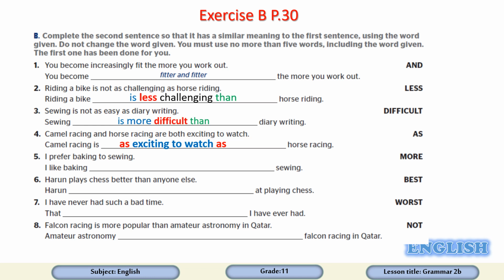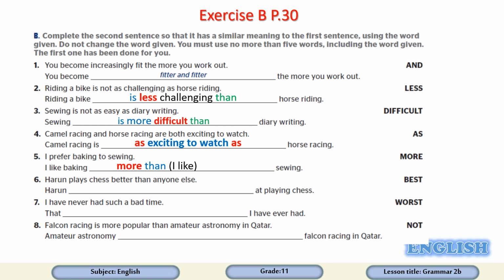Sentence 5 now. I prefer baking to sewing. What is compared in the sentence? Yes, very good. Baking and sewing. Look at the verb prefer. What does it mean? Yes, excellent. It means that you like something more than another thing. Look at the word to use. Yes, more. So here I like baking. Yes, I like baking more than sewing, or I like baking more than I like sewing.